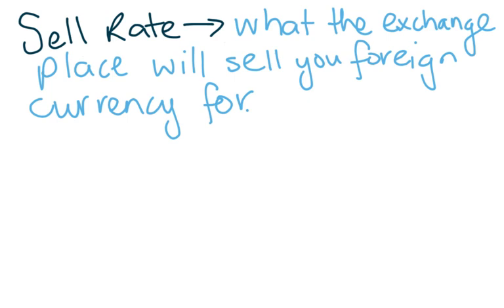So the sell rate is what the exchange place will sell you foreign currency for. So you take your $250 Australian and you want to change that to euros because you're going to Europe, they will use the sell rate to determine how much they're going to give you for your 250 Australian.